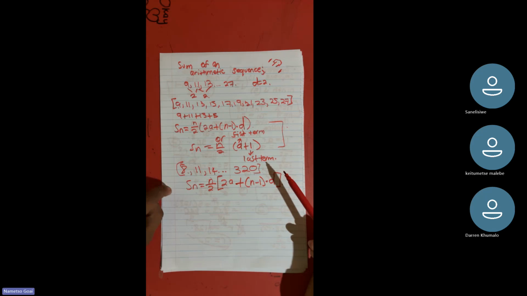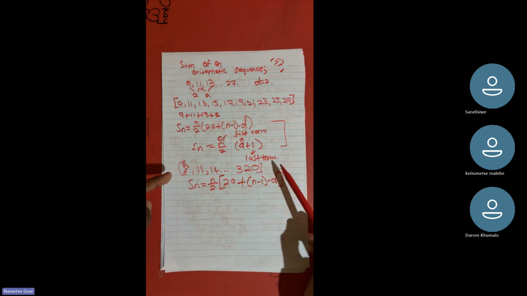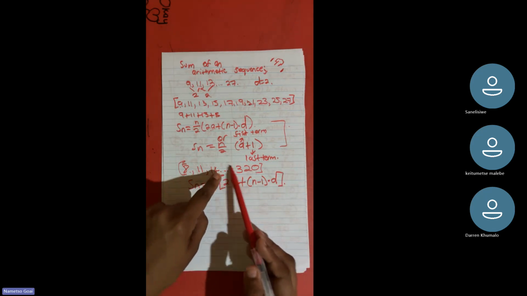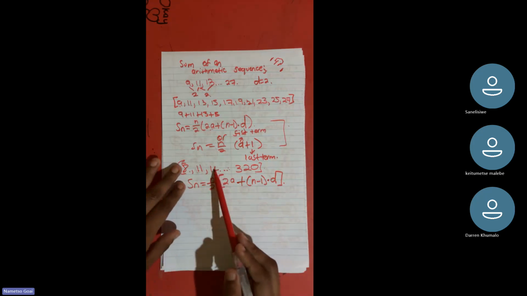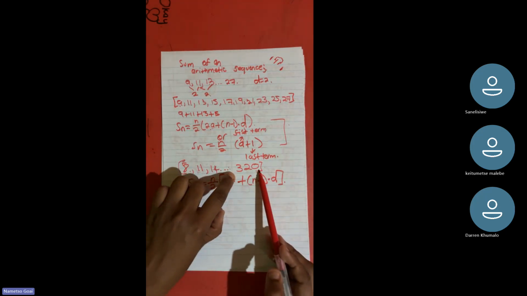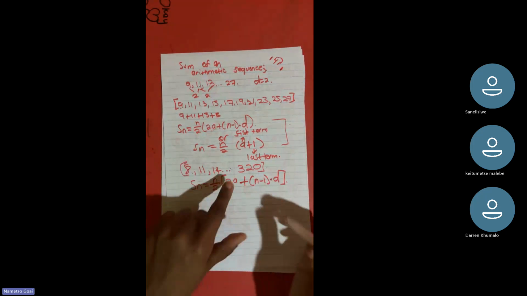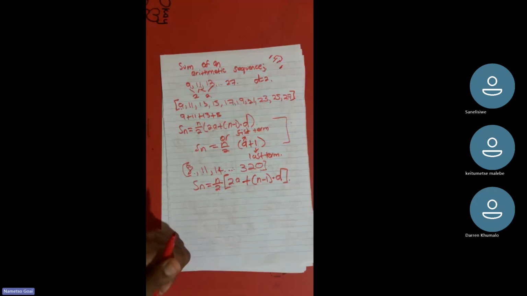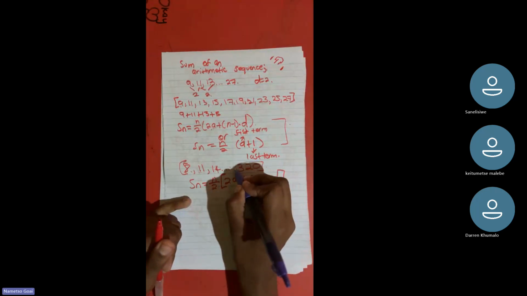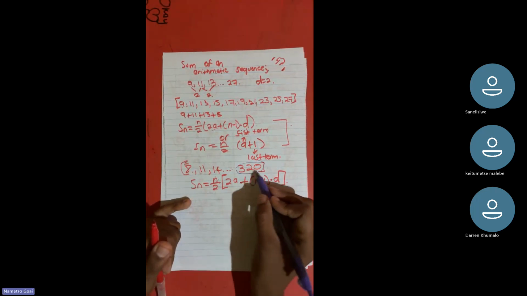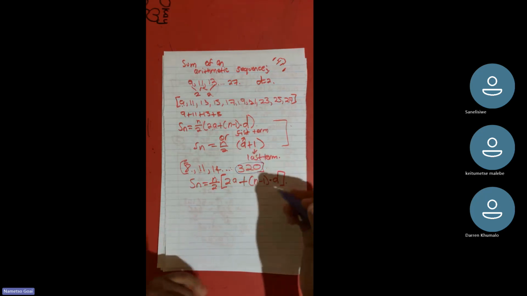But in this question, we don't know what n is because they didn't give us the whole sequence. They gave us a few terms and the last term. But what we can do is find out what position this 320 is at. Then we can conclude that the n we get will be the number of terms in the sequence. You guys understand that?